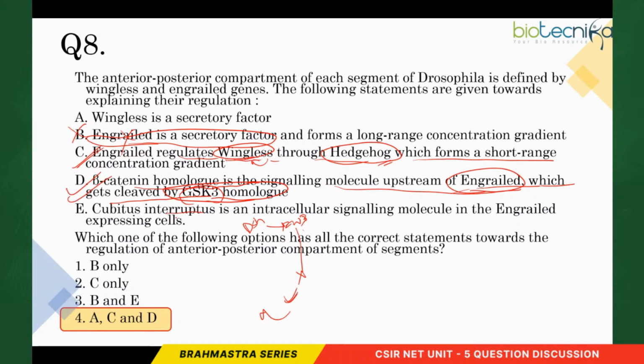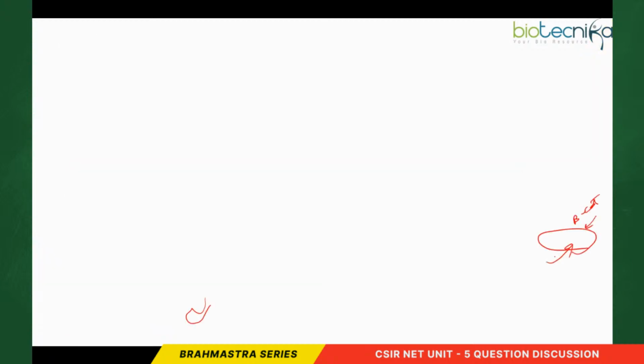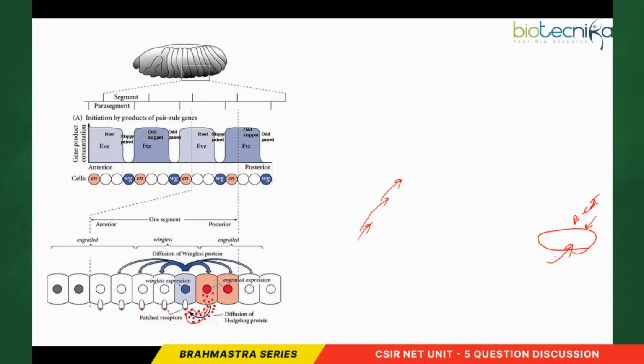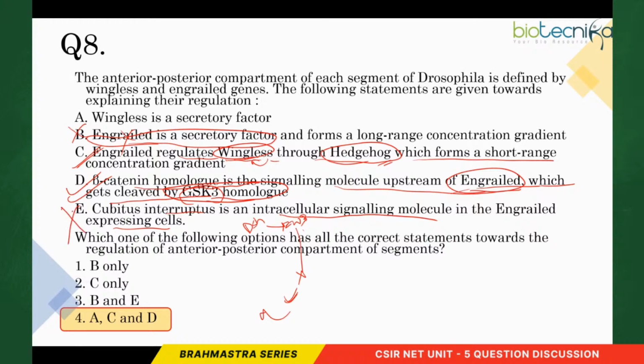E, cubitus interruptus is an intracellular signaling molecule in the engrailed expressing cell. No, cubitus interruptus is required for wingless expression. So that's why it acts as a transcription factor for the release of wingless, not for engrailed expressing cells. So that is why E is also wrong.